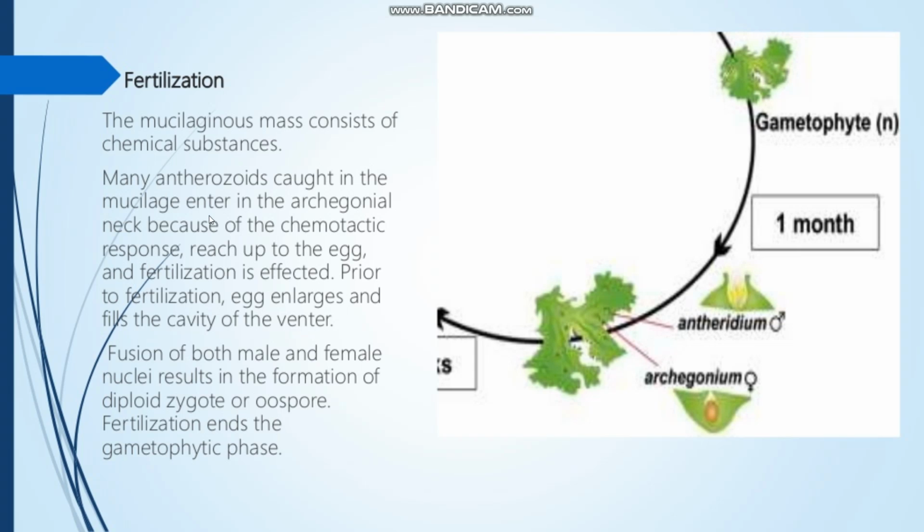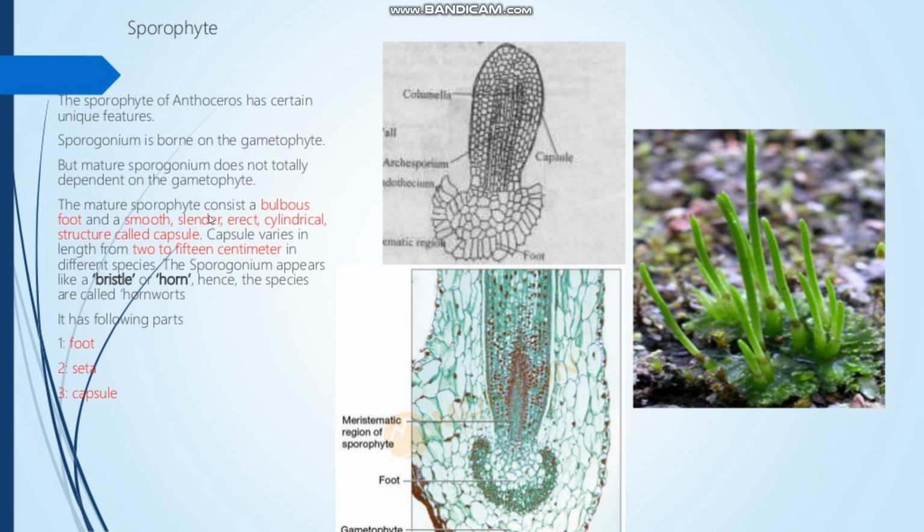So prior to fertilization, the egg enlarges and fills the cavity of the venter. Fusion of both male and female nuclei results in the formation of a diploid zygote or oospore. Fertilization ends the gametophytic phase.